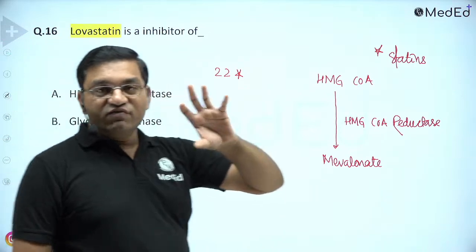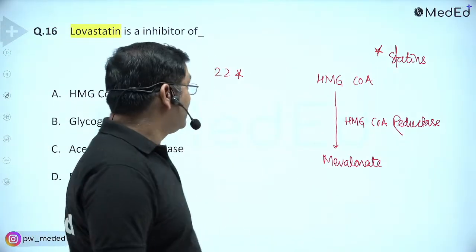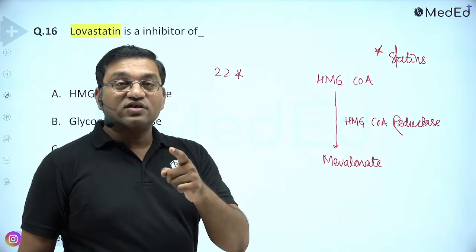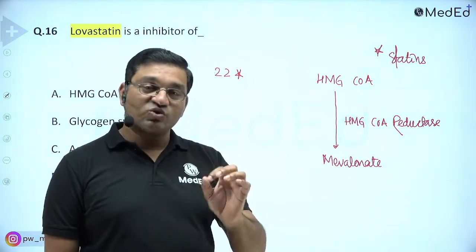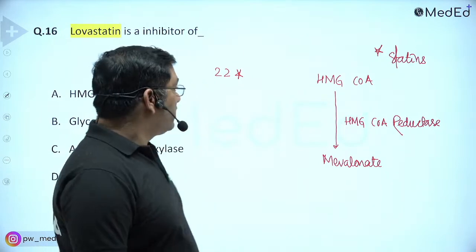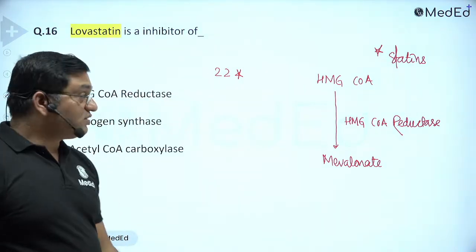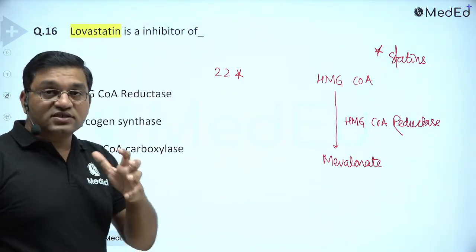Statin, this is a very common example. Also malonate, which inhibits succinate dehydrogenase, is a common example of competitive inhibition. Statins are a group of drugs that are prescribed.